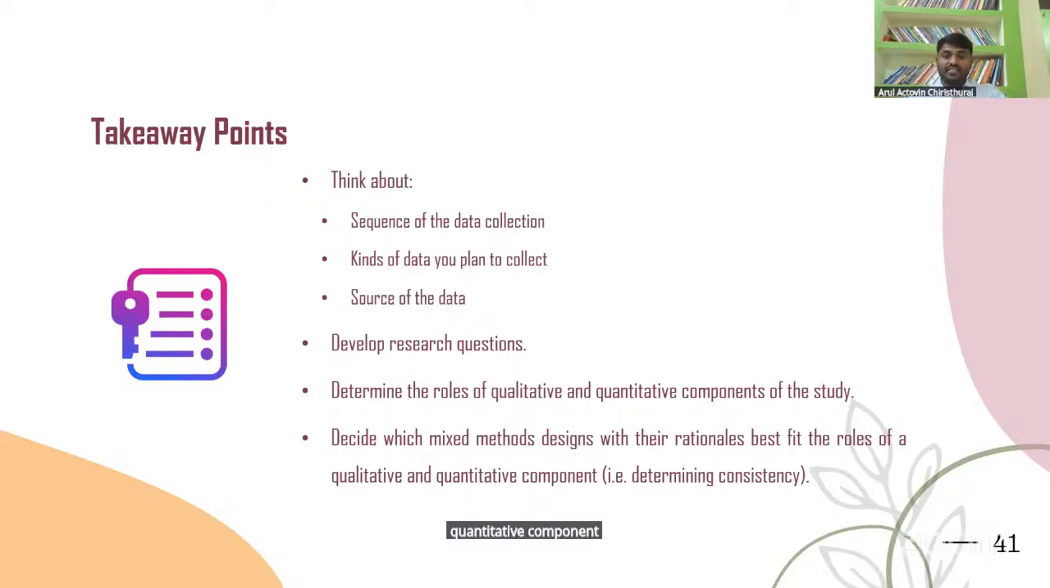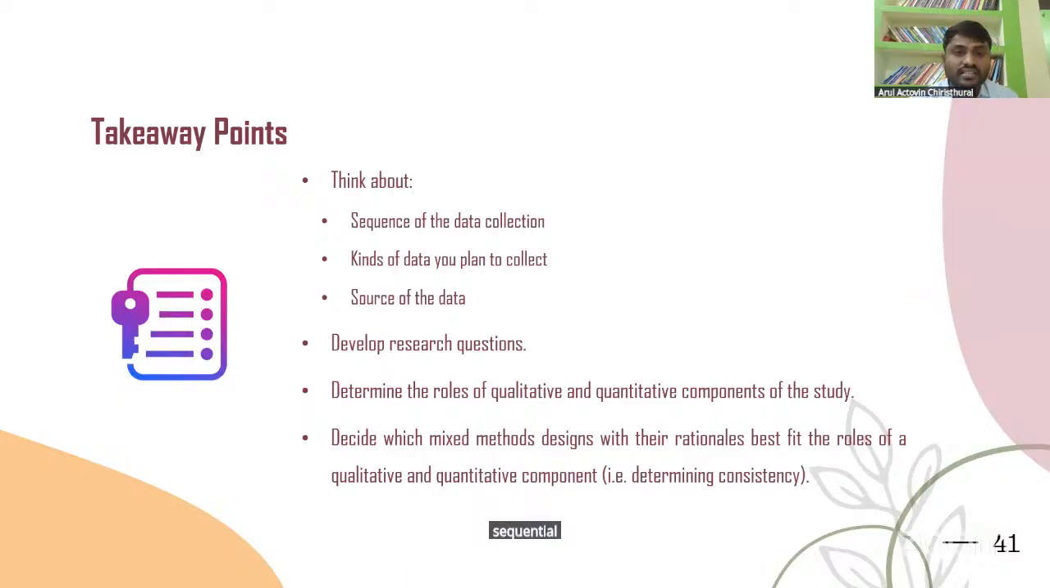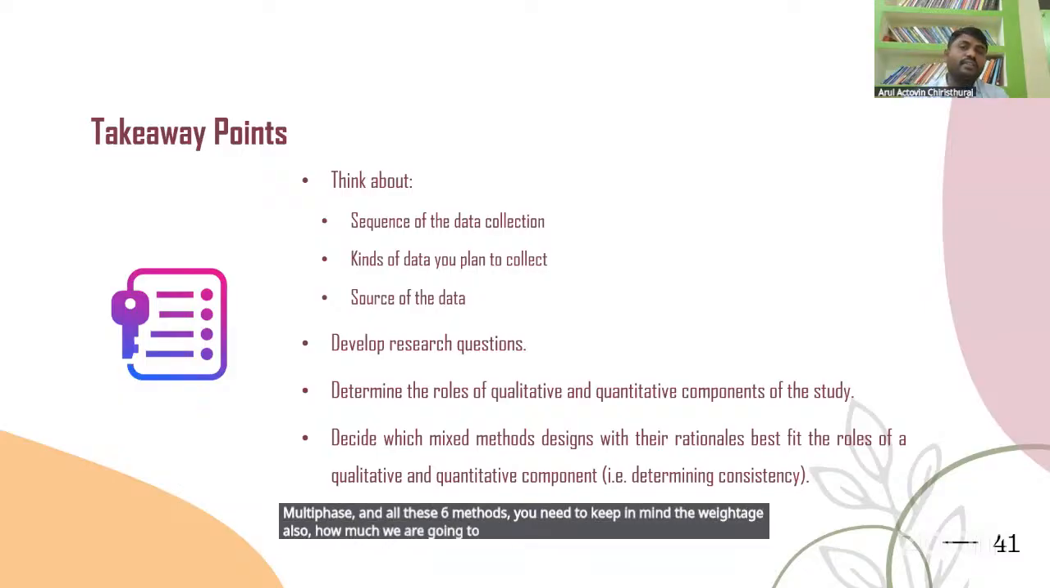So determining consistency depends on all these six methods: sequential explanatory design, sequential exploratory design, concurrent parallel or convergent parallel design, concurrent embedded design, transformative design, and multi-phase design. All these six methods you need to keep in mind. The weightage, how much we are going to give, depends on the study.